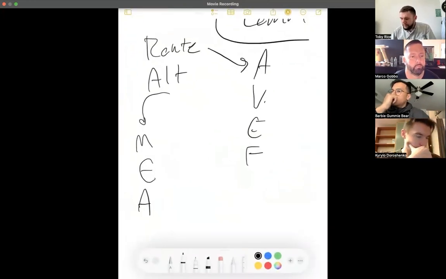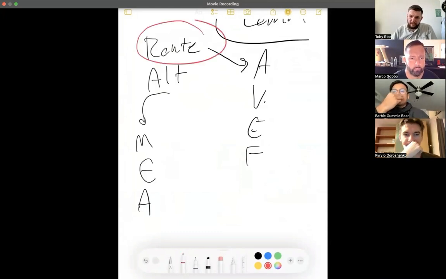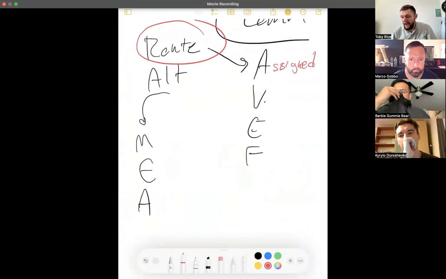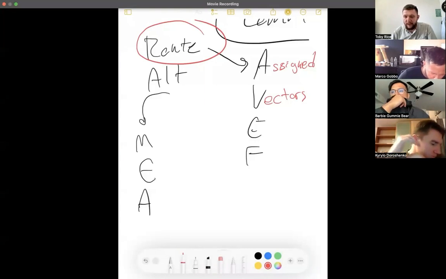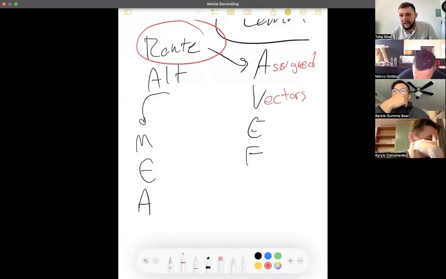So we'll start with route. If you lose radio communications, you fly what you were assigned first. If they did not assign you anything, you fly whatever you were being vectored to. So if ATC was giving you vectors, and they say, fly this heading, vectors for the ILS approach or whatever, then guess what you're going to do? Fly the ILS approach. Easy.